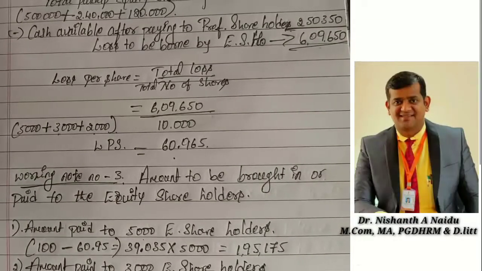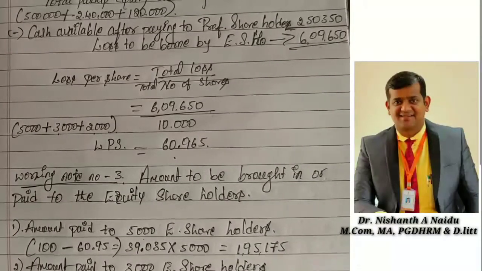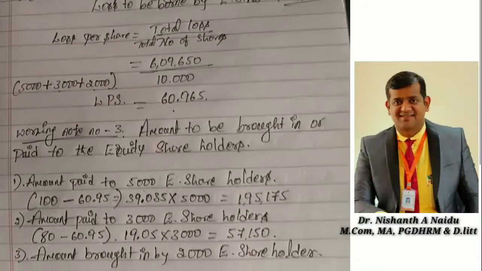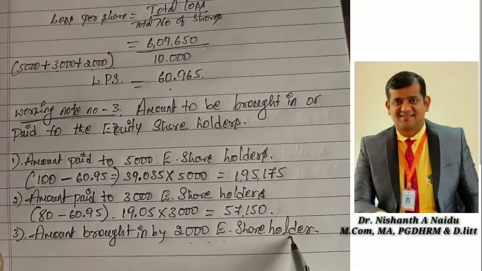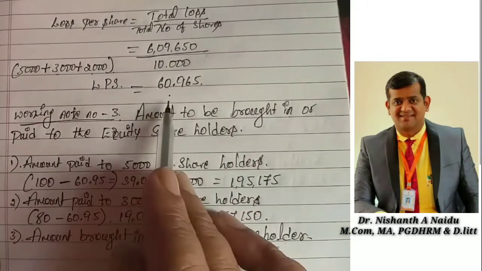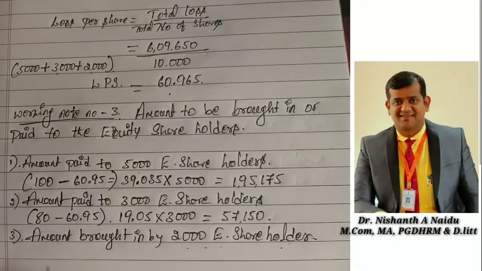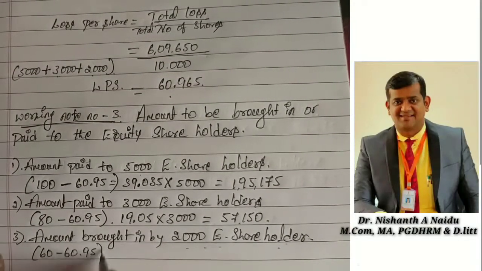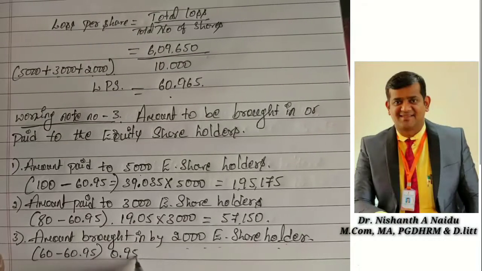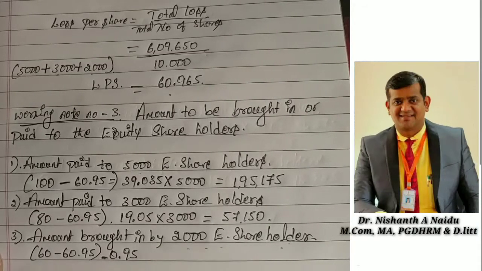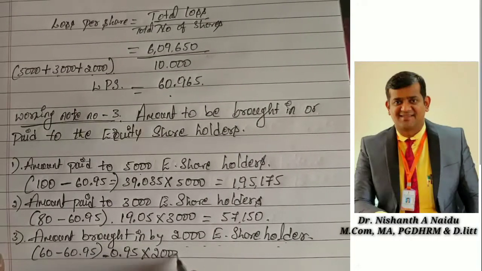by 2,000 equity shareholders. Why brought in? Because on the liability side, 2,000 equity shares of rupees 100 each are paid up to 60. The actual loss is 60.965 and they paid only 60 rupees. So 60 minus 60.95 becomes 0.95, a minus figure. Then when it comes to a minus, they should bring it in, into 2,000.